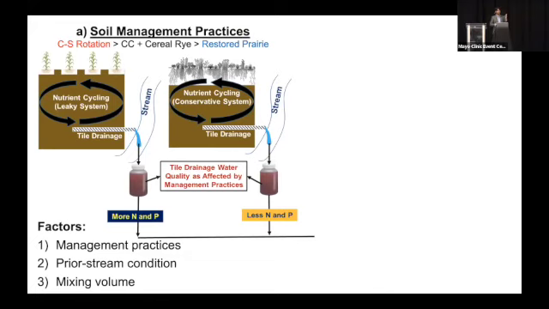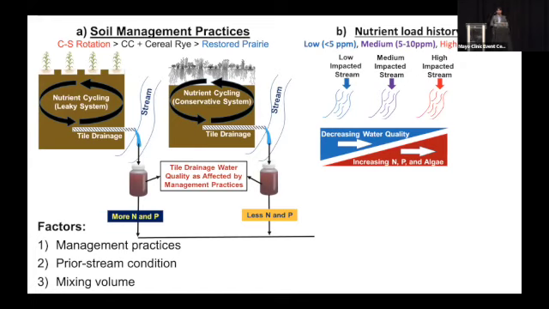Three major factors. One, the management practice. The second one, the prior stream condition. And third, the mixing volume, or the proportion of the tile water that is getting mixed with your stream water. So what we did, we chose three different types of stream: low impacted, medium impacted, and highly impacted. The way we characterized those three categories, the low impacted streams had less than 5 ppm nitrate nitrogen. The medium impacted is between 5 and 10. And you know the EPA permissible limit for nitrate is 10 ppm.